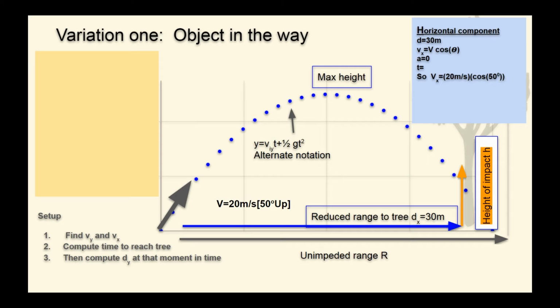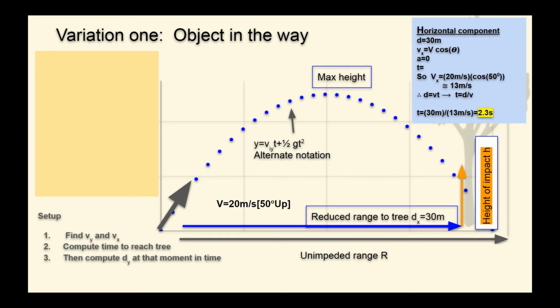Vx is going to be the 20 meters a second times cos 50. Gives us about 13 meters a second horizontally. We know that distance equals speed times time, so time is distance over speed. And this gives us 2.3 seconds to the tree. We don't play any games with this number. There's no doubling it. There's no symmetry in this problem. This isn't a distance to the tree and back. It's one way. That's the time. We need 2.3 seconds for it to hit the tree.